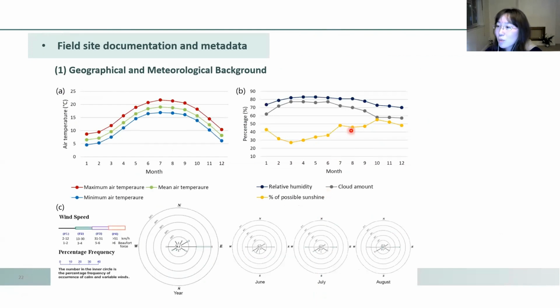And moreover, it would be good to provide more quantitative information about the urban climate, such as the annual or monthly mean, maximum, or minimum air temperature and relative humidity, as well as the wind roses. In my guideline paper, I also use data from the Hong Kong Observatory to provide an example for the readers.